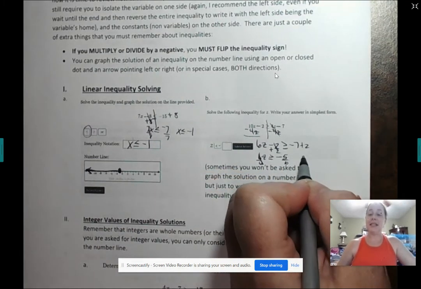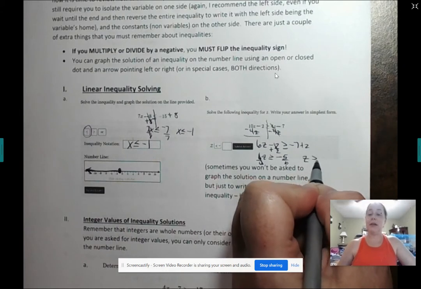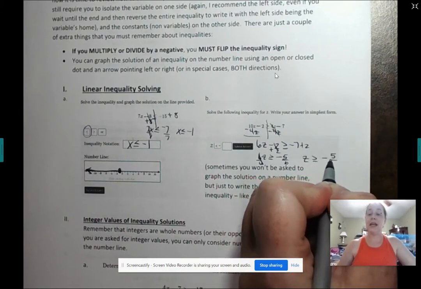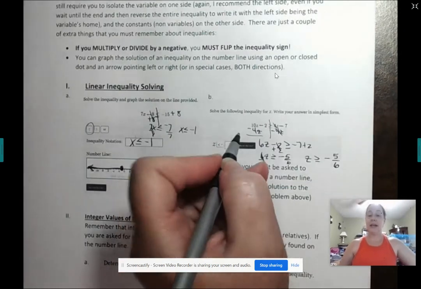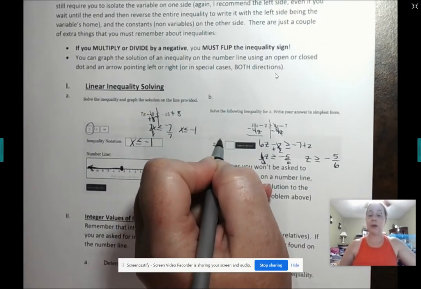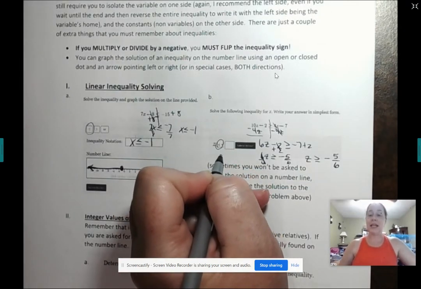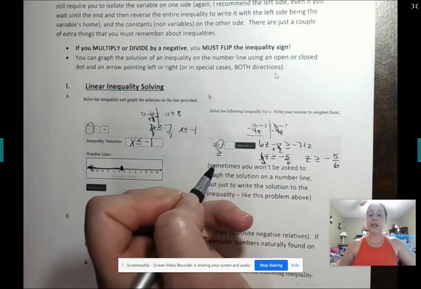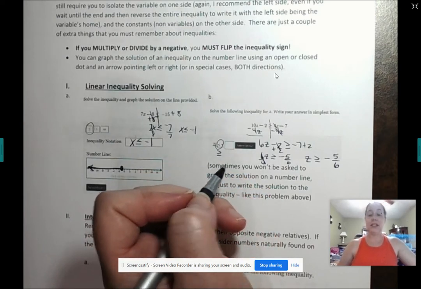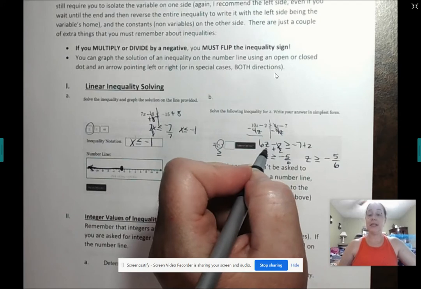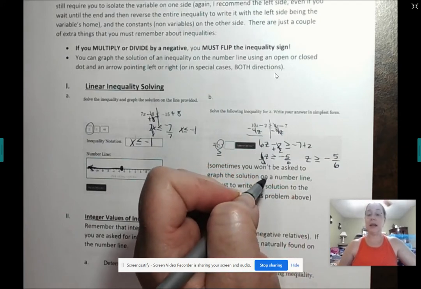Okay, sometimes it doesn't ask you to graph the inequality, which means you're not going to see a number line in your answer. You're just going to type this in. So I'm going to pull this down, and it's going to give you the option to use any of the inequality signs. We did not change the greater than or equal to because at no point in the problem did we divide by a negative.